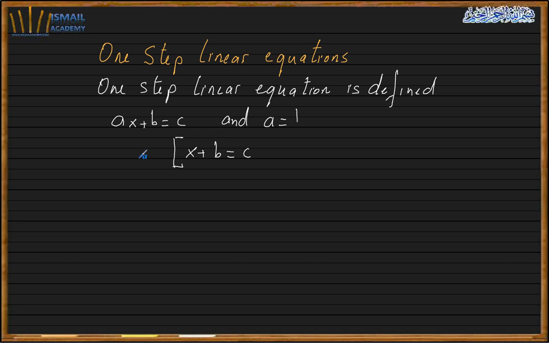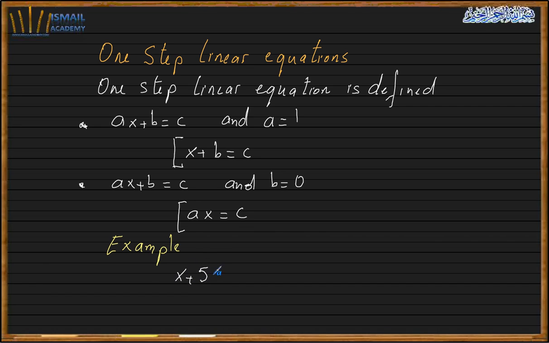Not only that one, by the way, we're going to do another one, which I'll show you later. The second type of one-step equation is when we have ax plus b equals c and b equals 0, which means we are going to solve ax equals c. So either you are going to meet this type of equation or that type. Both of them need only one step to get the answer for x. Let me give you examples: x plus 9 equals 5, 2x equals 16, 7 plus x equals 12.